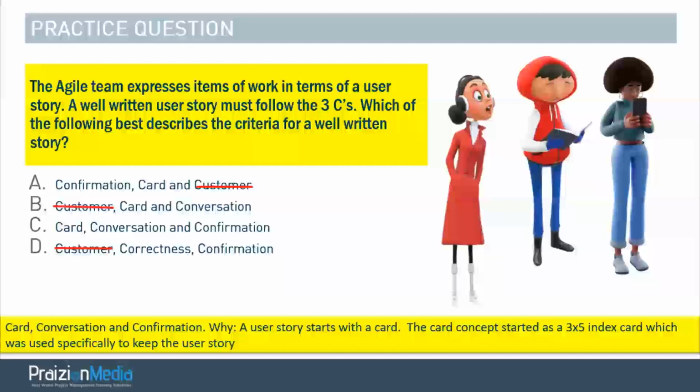So the right answer, you can see, is card, conversation, and confirmation. And the reason is a user story starts with a card. The card concept started as a 3x5 index card, and this was used to keep the user story. Then it progresses from a card, we go into a conversation with the end users, we find out more details, and the confirmation is all about the back of the card. We confirm that indeed it has been met. And that's the card, conversation, and confirmation. Let's move on to the next one.